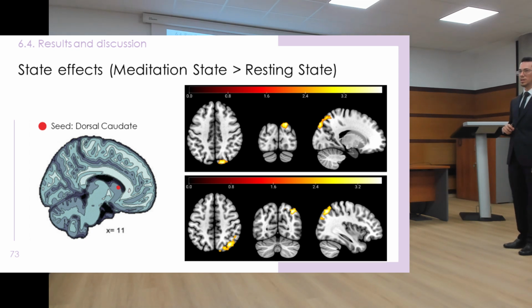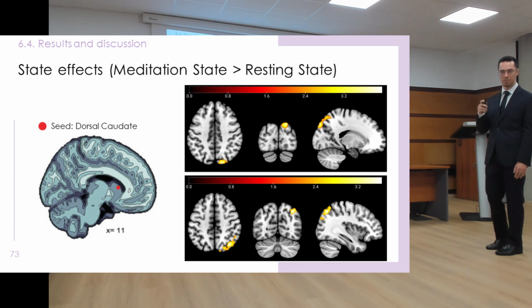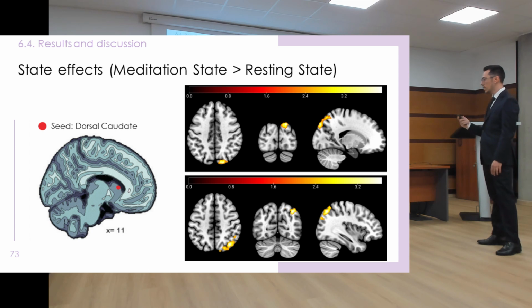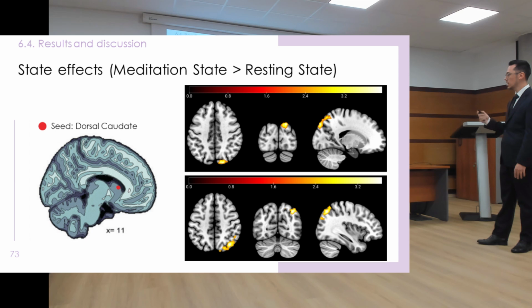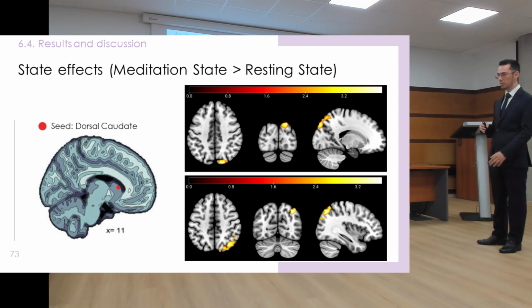So again, I will present the main results of the study. First, we observed state effects, comparing meditation state to resting state in meditators. I want to highlight the increased connectivity between the dorsal caudate and the superior parietal regions, which could be related to an effect during meditation over attentional orientation, and also points to the caudate's role as a hub of the central executive network.